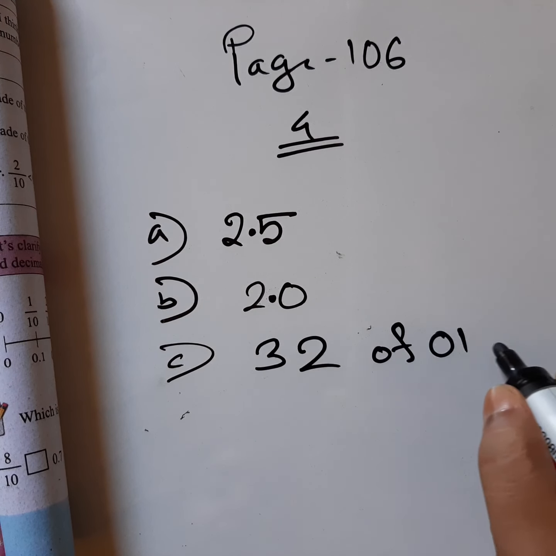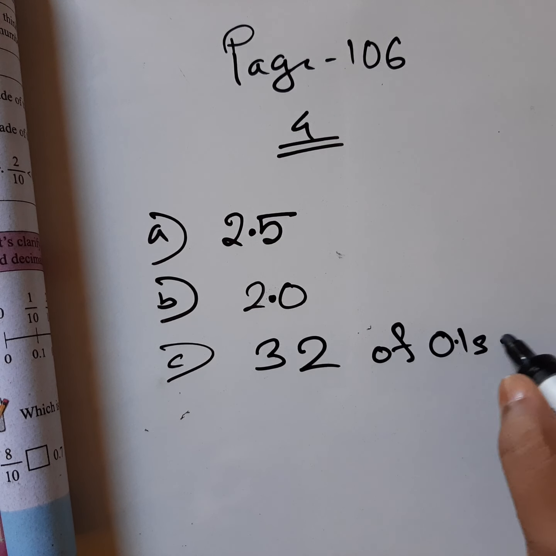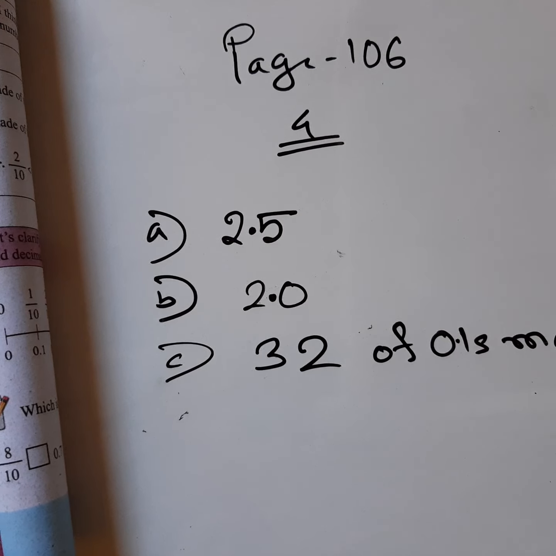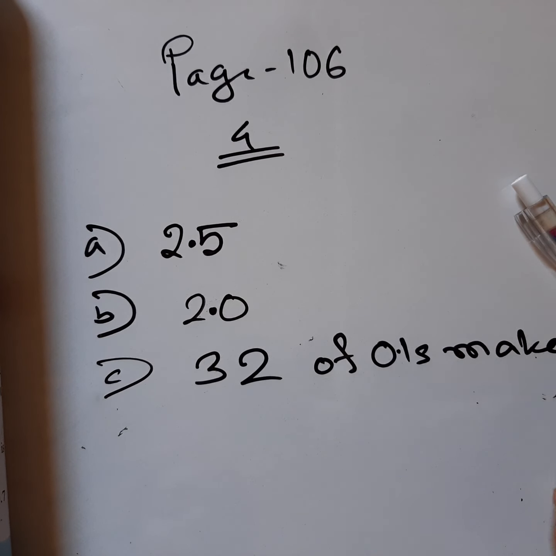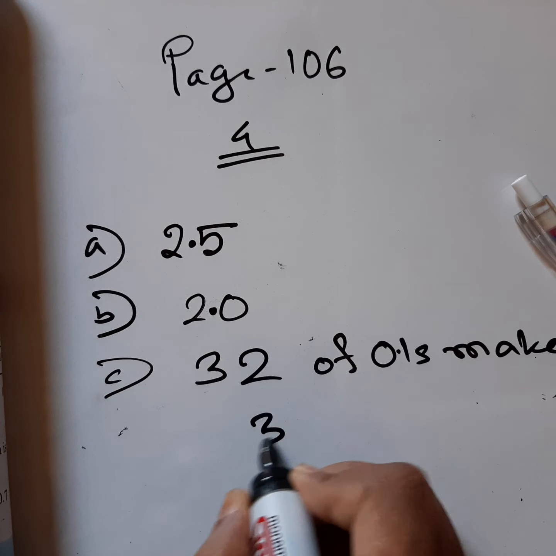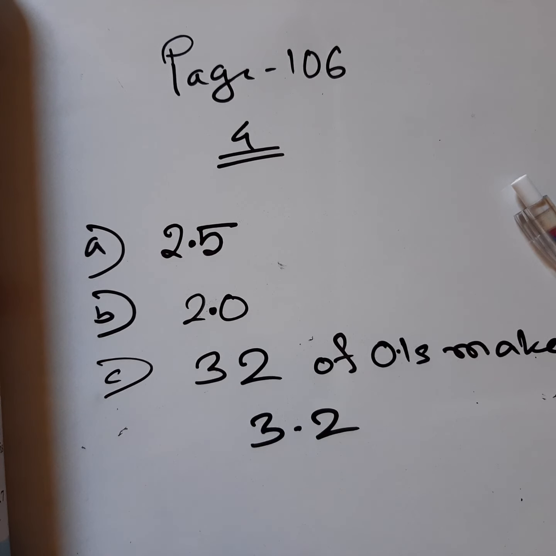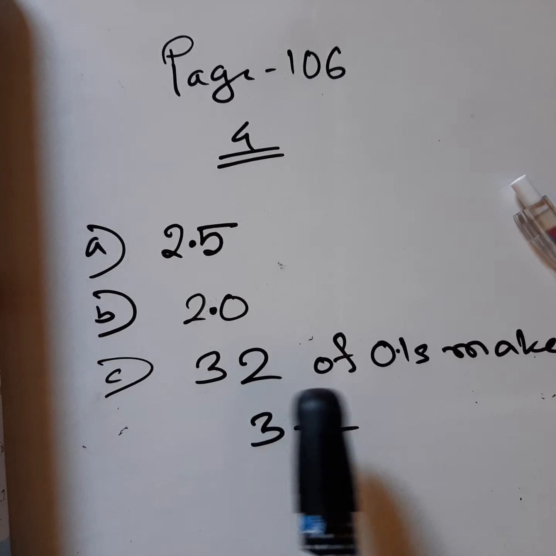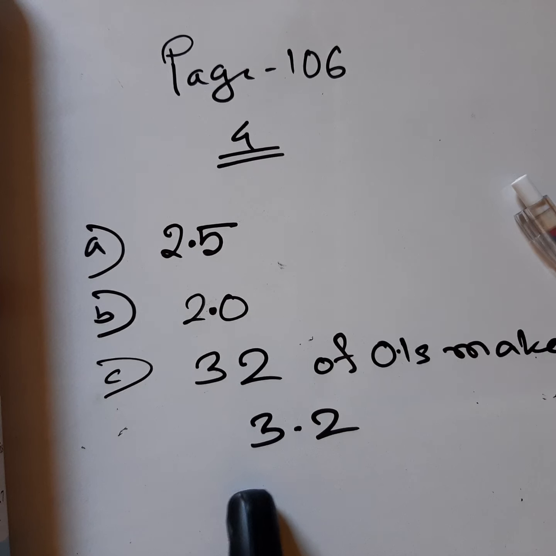of 0.1 units make 3.2. Okay, this is the answer. 32 of 0.1 units makes this.